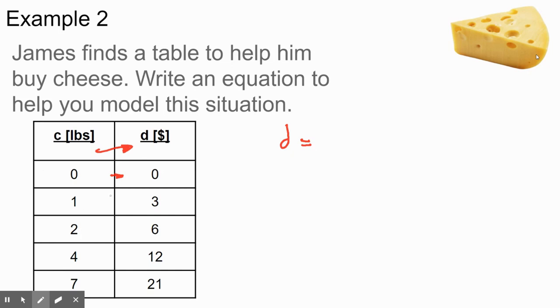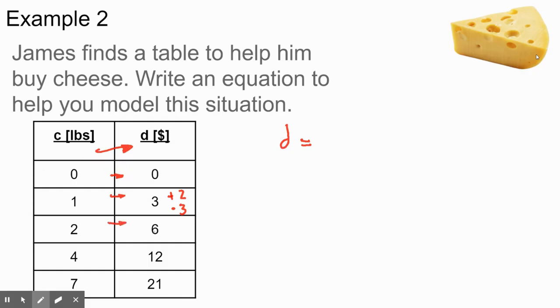So next, we have 1, and somehow that becomes a 3. So there are two things that we could try here. We could try adding 2, or we could try multiplying it by 3. We don't know, but at least we know that it's probably one of those two. So let's look at the next set of values.